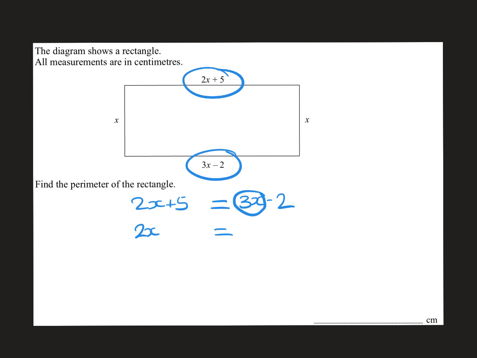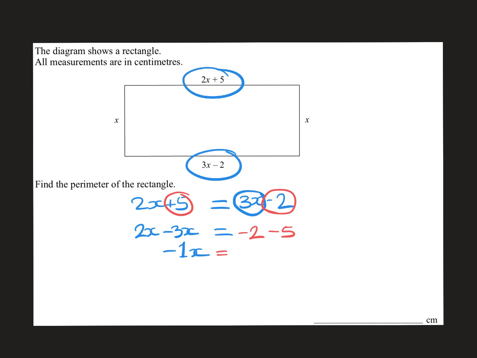So I bring it over to the other side, and when you change side, change sign, it's going to become minus 3x. The minus 2 is going to stay exactly where it is on the right hand side, so I'm gathering all my numbers onto the right and all the x's onto the left. The plus 5 is going to go over to the other side and become minus 5. So 2x take away 3x is minus 1x.